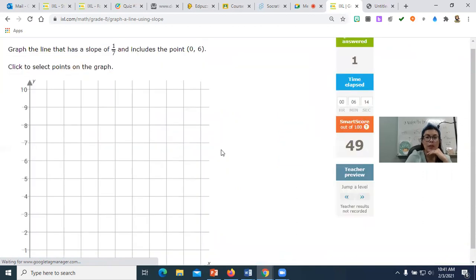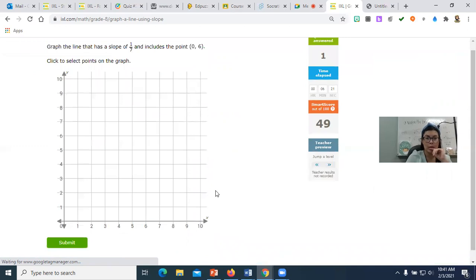So for this one, they give you the point, it's 0, 6. So what I would like for you to do is plot the point 0, 6. So where would I put the 0, 6? I'm going to go to 0 first. The X values go like this. And so here's 0. And then I go to 6. And so this would be 6. I plot the point there.